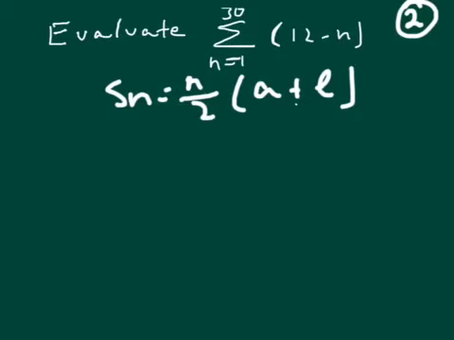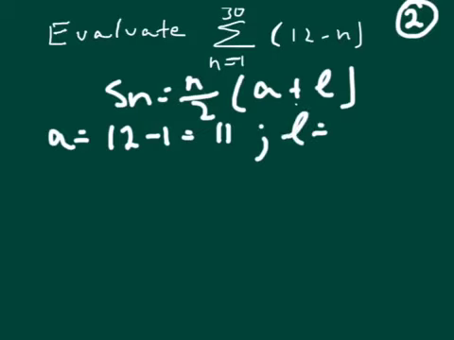Now here, a is found by substituting 1 in place of n, so that's equal to 12 minus 1, which equals 11. And l, so we're finding 30 terms in this series, so the last term is found by substituting 30 in place of n, and we get 12 minus 30, which is equal to negative 18. Okay, now there's 30 terms in our series, so we know that n is equal to 30. Alright, substitute away, and here's what we get.